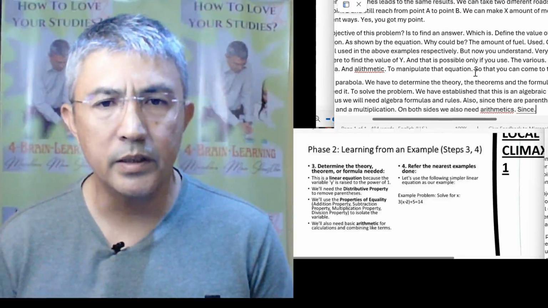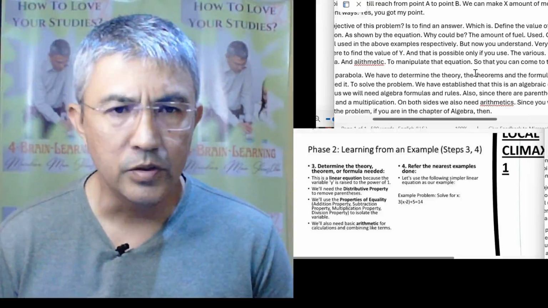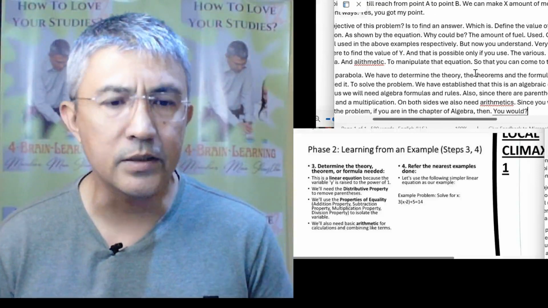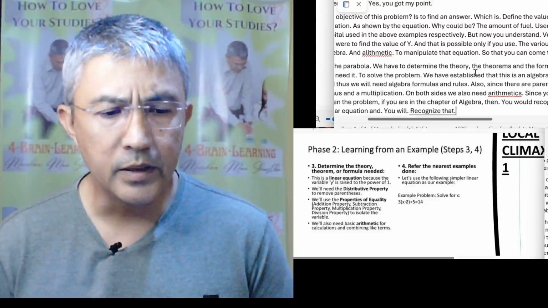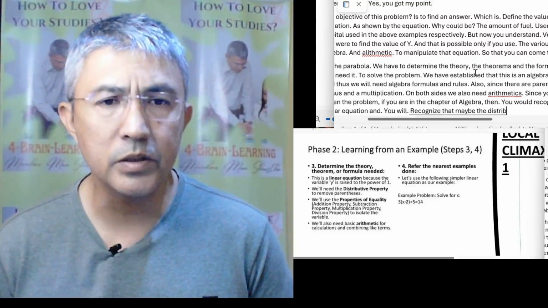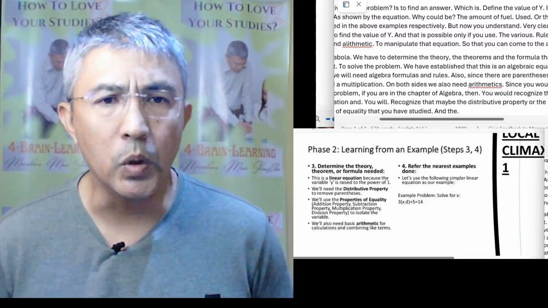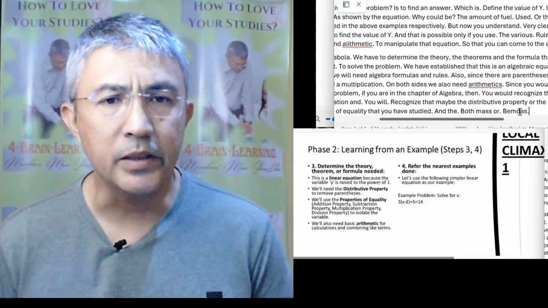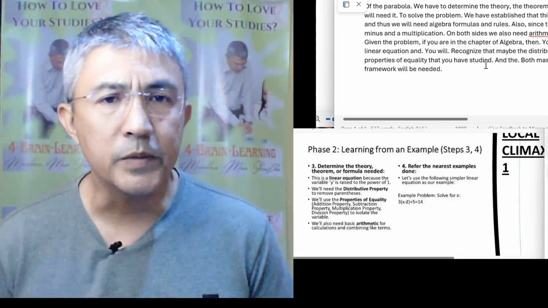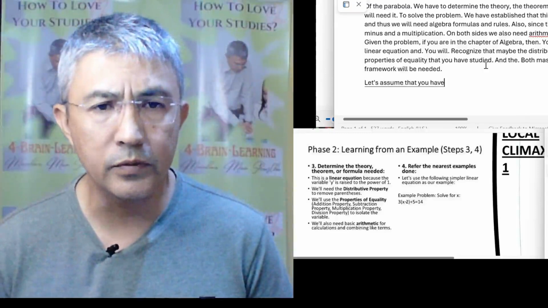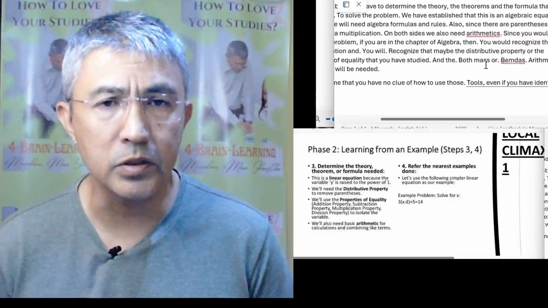Since you would be given the problem if you are in the chapter on algebra, you would recognize this as a linear equation, and you will recognize that maybe the distributive property or the properties of equality that you just studied, and the BODMAS or PEMDAS arithmetic framework will be needed. For the sake of this example, let's assume that you have no clue of how to use those tools, even if you have identified them for this particular problem.